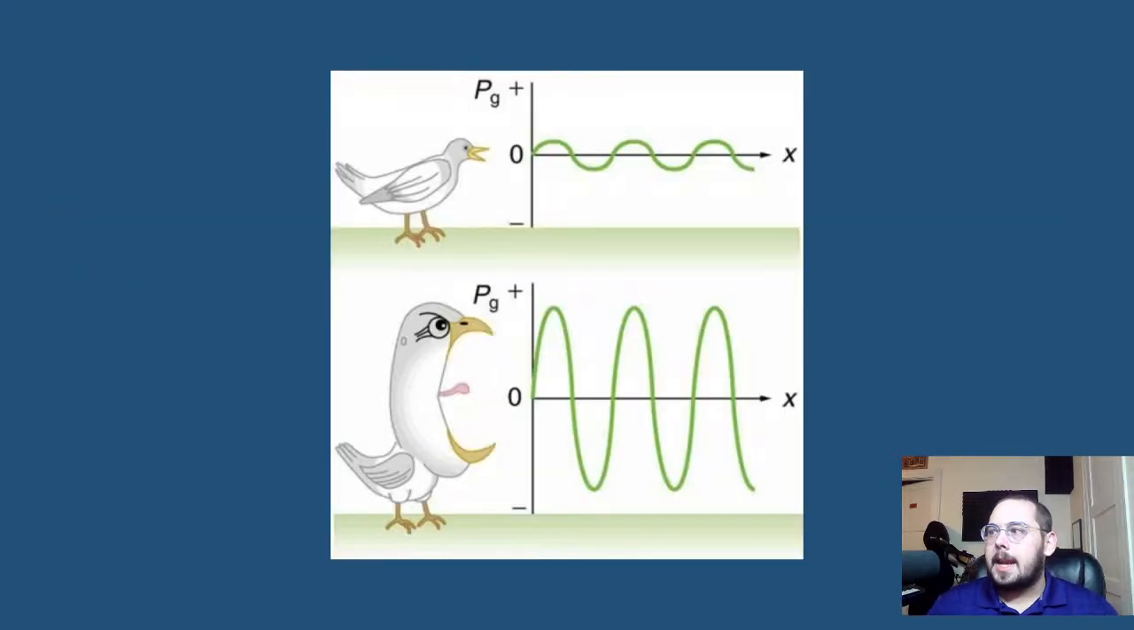Here's a diagram illustrating what I just talked about. So again, the height of the peaks on these waves corresponds to the volume. The number of the waves themselves is the pitch. It's a way to look at it.